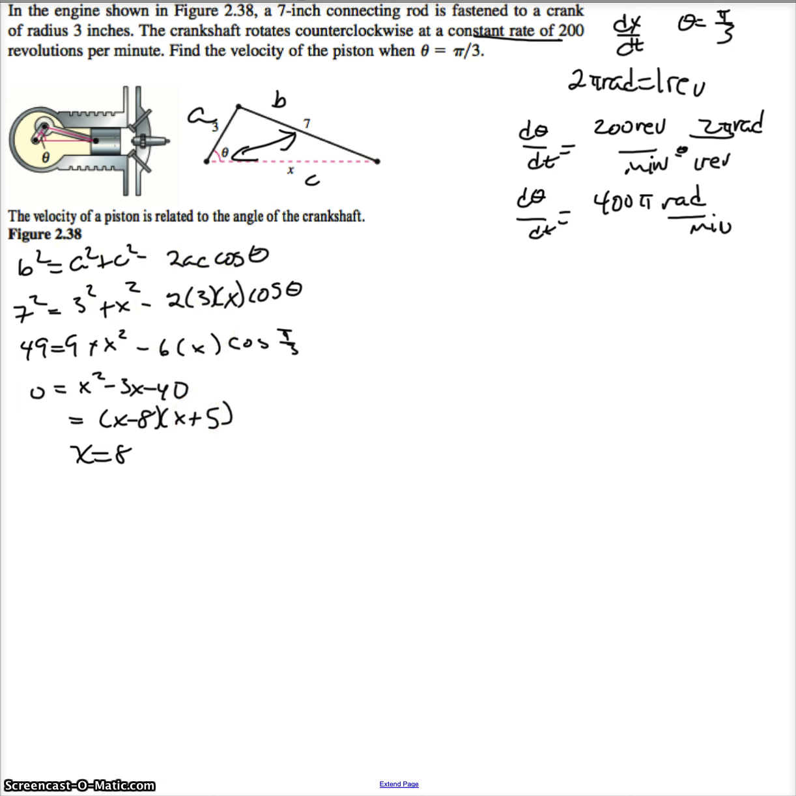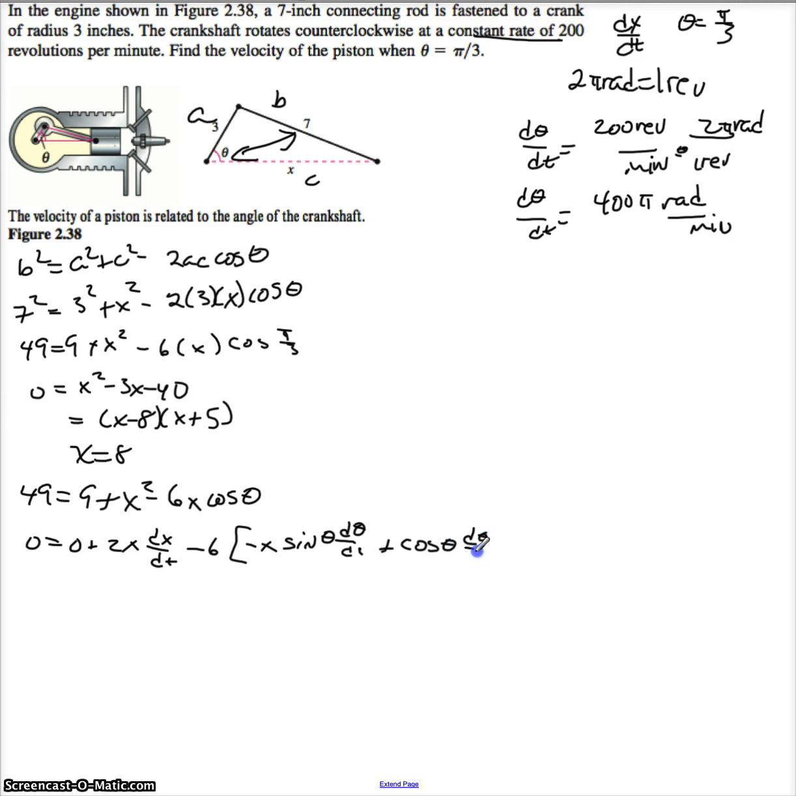All right, so let me go back to my implicit, this formula right here, my law of cosines. So this is 49 equals 9 plus x squared minus 6x cosine theta. And I'm going to do implicit differentiation on this whole thing. So this is 0 plus 2x dx/dt minus 6. Now we need to do the product rule on this. So this becomes minus x sine theta d theta/dt plus cosine theta dx/dt.